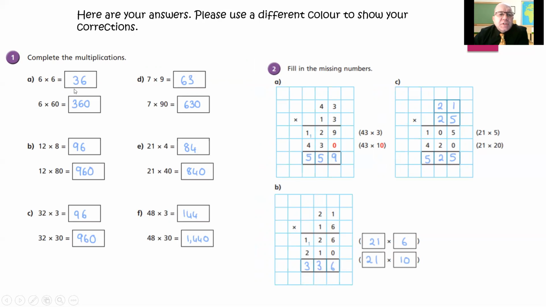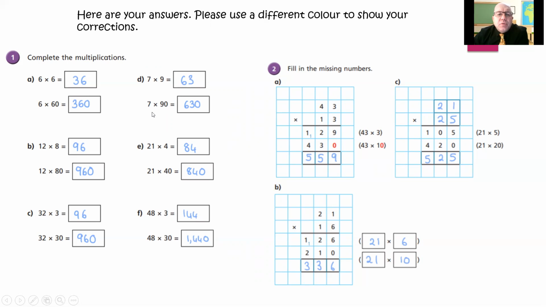6 times 6 is 36. 6 times 60, a very similar question. We've just got 1 extra 0 in the question, so we're going to have 1 extra 0 in the answer. Same here. 12 times 8 is 96. 12 times 80, we've got an extra 0, so we need a 0 in the answer. 32 times 3, well, there's 96. 32 times 30, there's a 0 in the question. Let's add a 0 into our answer, make it 10 times bigger.